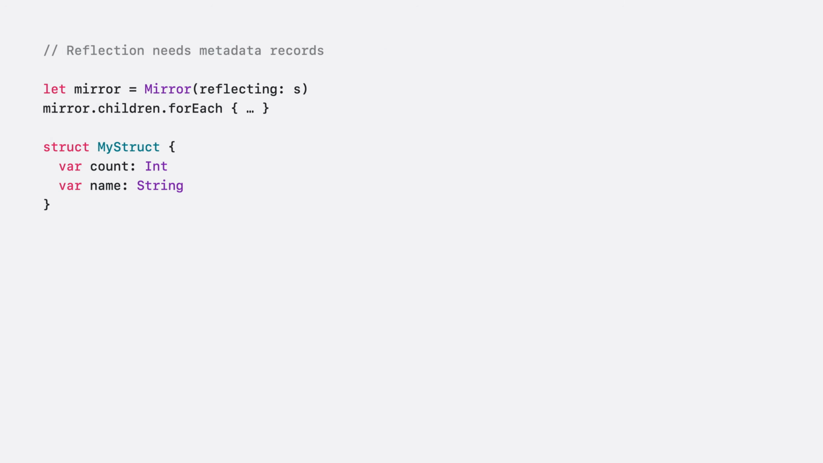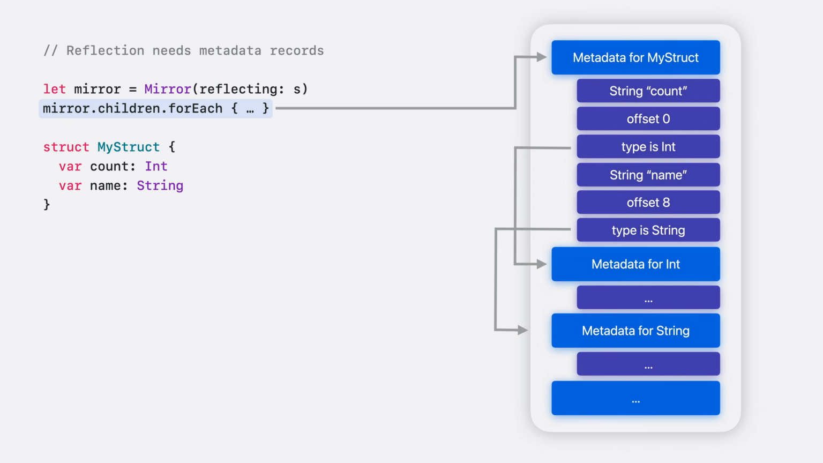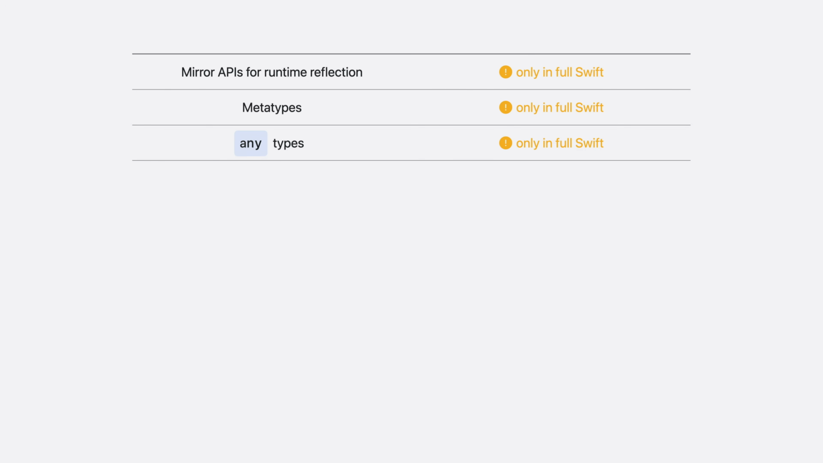As an example, let's consider how runtime reflection works. To inspect the children of a type, it needs to access the metadata record for the type. This includes the field's names, offsets, and types, which in turn reference other metadata records, and so on and so on. These records all add up and can have an unacceptable code size cost for embedded devices. To avoid that, runtime reflection using the mirror APIs is disallowed in embedded Swift, and it's only available in full Swift. For the same reason, to avoid needing metadata at runtime, meta types and any types are also disallowed.